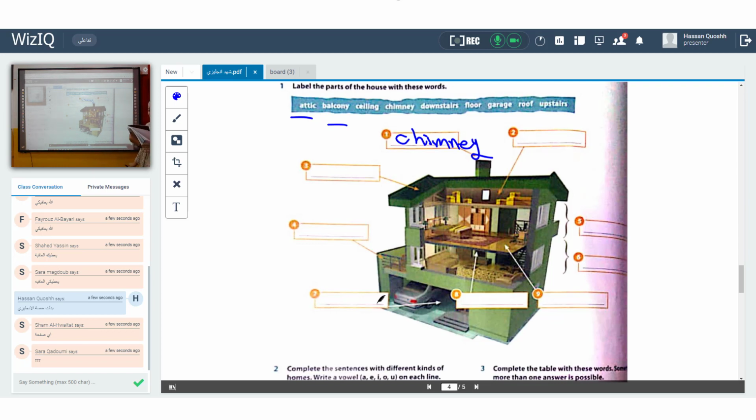Okay, now the second word, look here, the second word, look at this part. Okay, we have, excellent, attic. Yes, we have an answer. Okay, now three. Look at three. This is what I talked about. Roof.